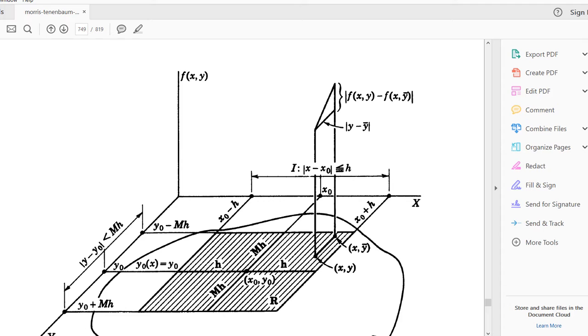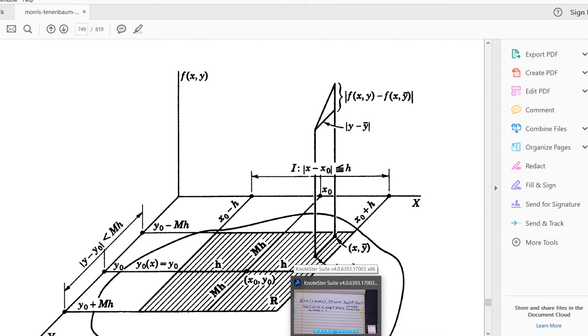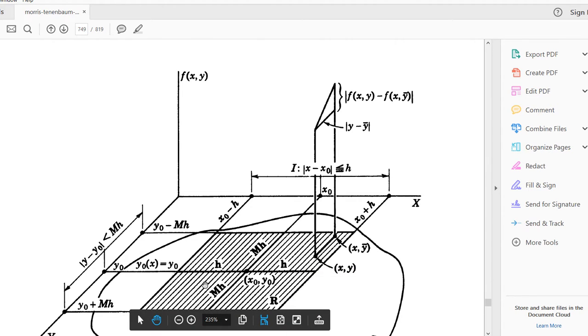Jimmy, I think you had a question. Yeah, I know you kind of just said it. What is the shaded region with respect to S again? This is my rectangle R that I'm defining in this very sentence right here.